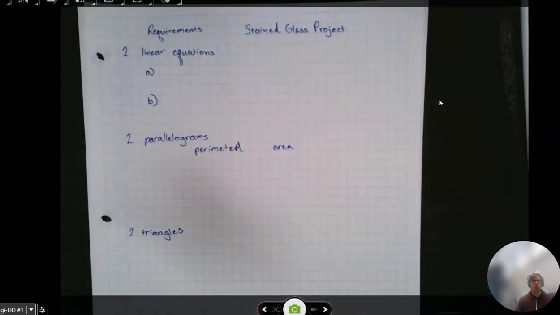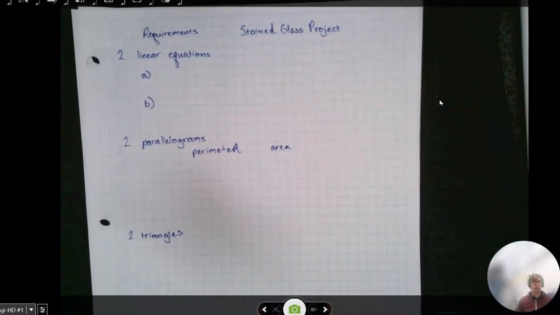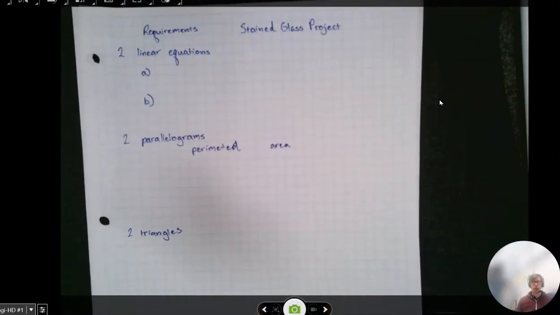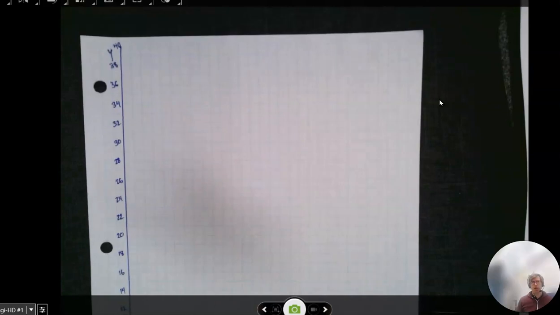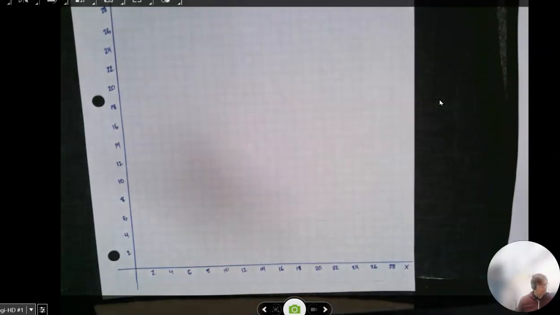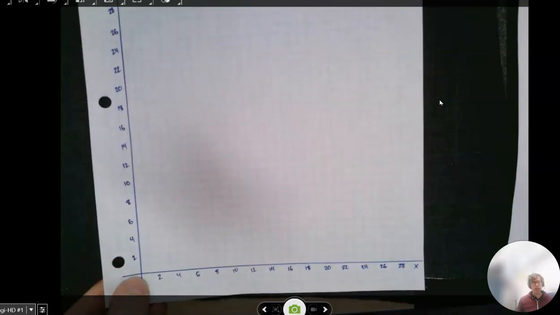Okay, so let's dive in. I'm going to run through the project in a very fast way, and then you can slow down and repeat these steps for yourself. So first thing I would do is set up my paper. Here you've got graph paper, and I've got a y-axis. I just numbered it. It's easiest to keep this as a positive value, not put the axis in the middle of the page. So my origin is down here.